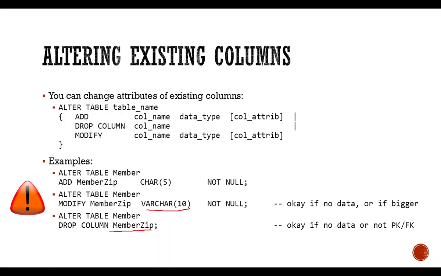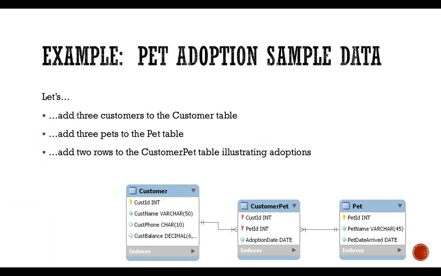You can also get rid of columns as long as you don't mind losing that data. Can't do it if it's a primary key, and of course you don't want to do it if it's a foreign key as well. So you can work with existing columns.